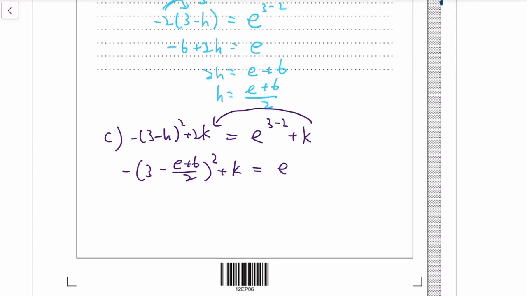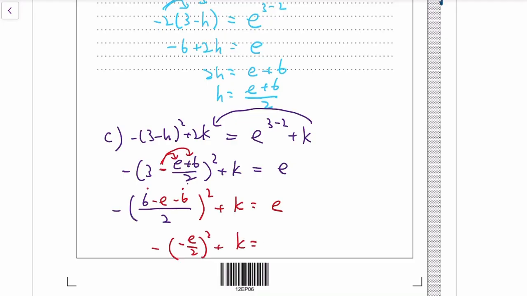And then we'll expand this bracket. Well, actually, we should get a common denominator first, so over 2. 3 times 2 is 6. So here's what you need to be careful of. If you minus a fraction, then you really want to distribute this minus to everything in the fraction. So it's minus e minus 6 squared plus k. So 6 minus 6 is 0, so we have negative e over 2 squared plus k. Okay, not much to expand after all.